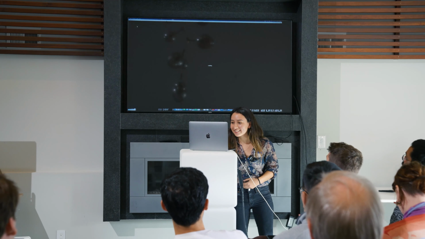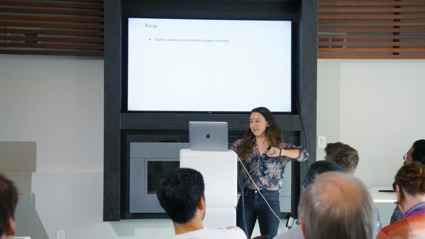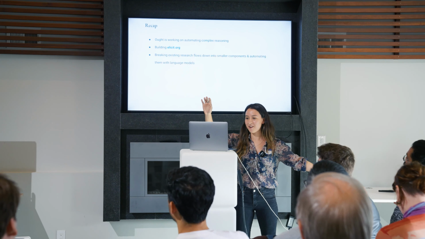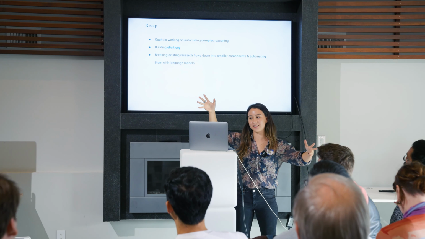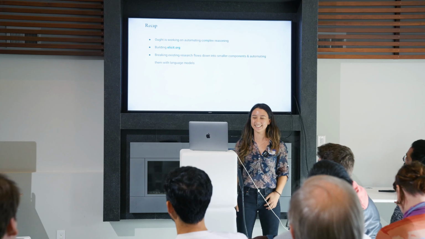Sorry, I'll share my screen again. Perfect, quick recap. So we're working on automating complex reasoning. One of the ways we're doing this is building elicit.org, and the strategy is to break research workflows down into smaller components, automate them with language models, and you can try it out. Yeah, that's it.